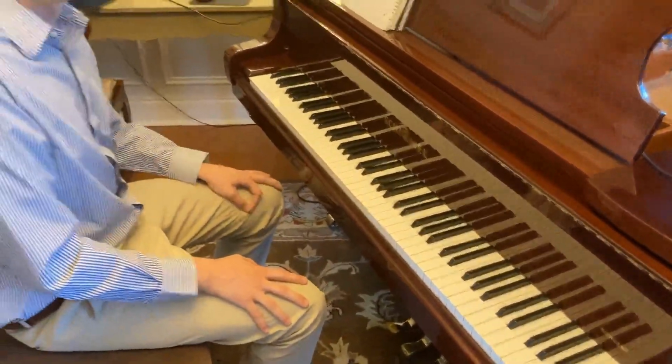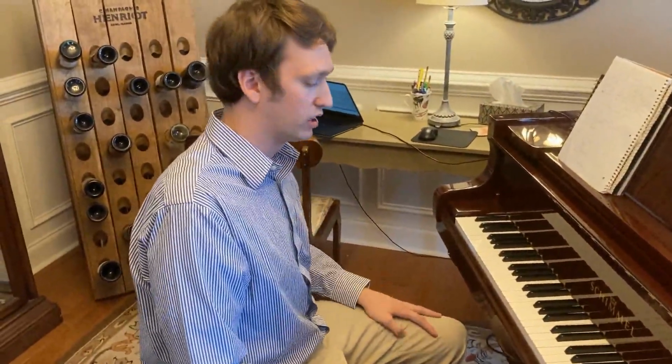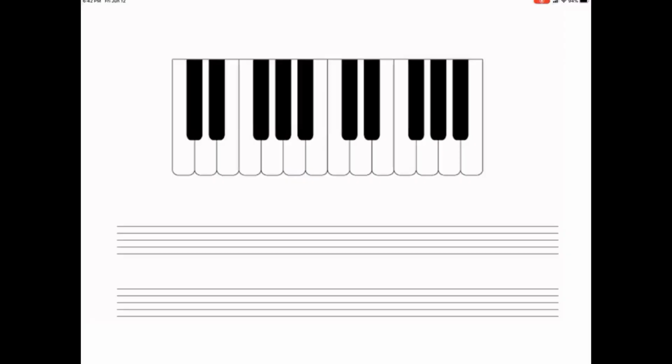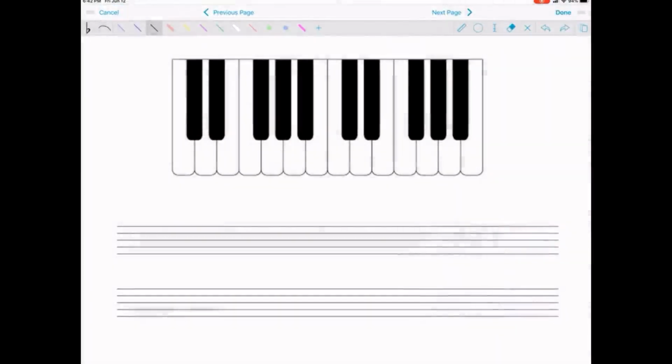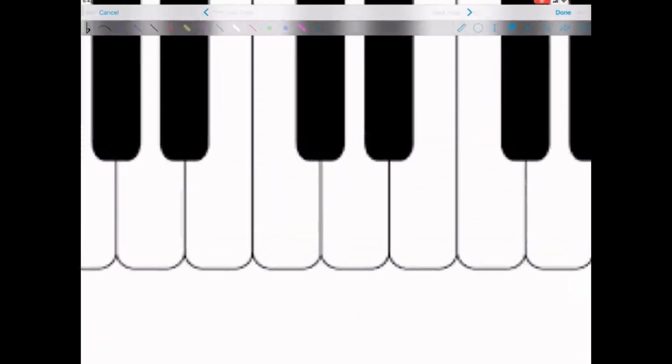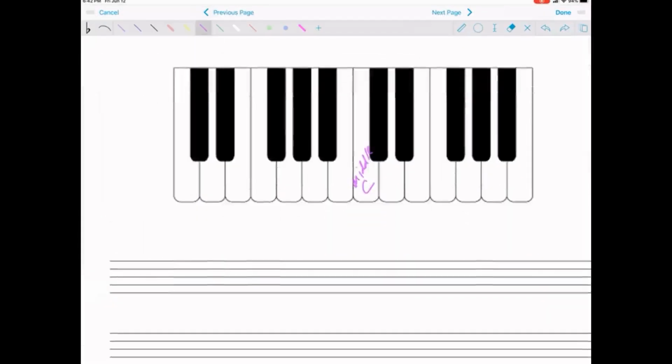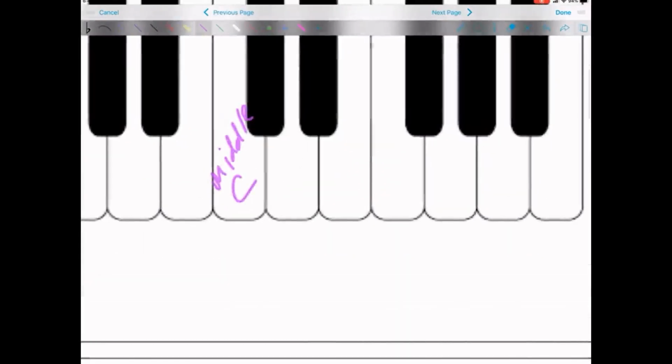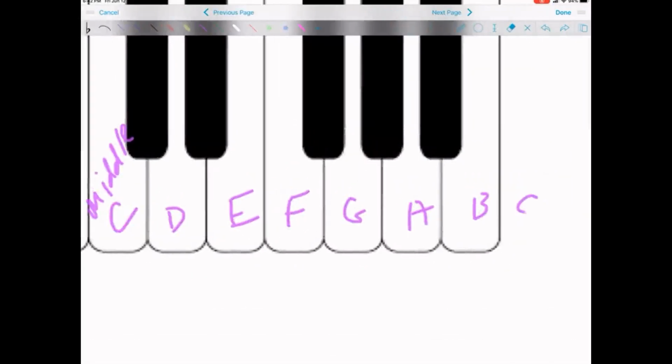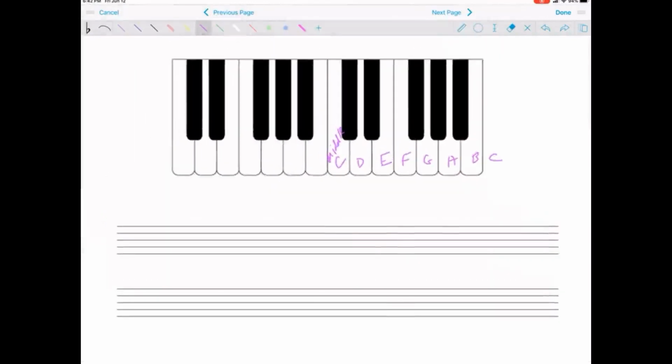So before we go further, let's take a look at half steps and whole steps in more detail. First, we'll establish where middle C is. So we can call this C middle C. That means the rest of the white keys will follow the letters of the musical alphabet, C, D, E, F, G, A, B, and then finally a C right after that.